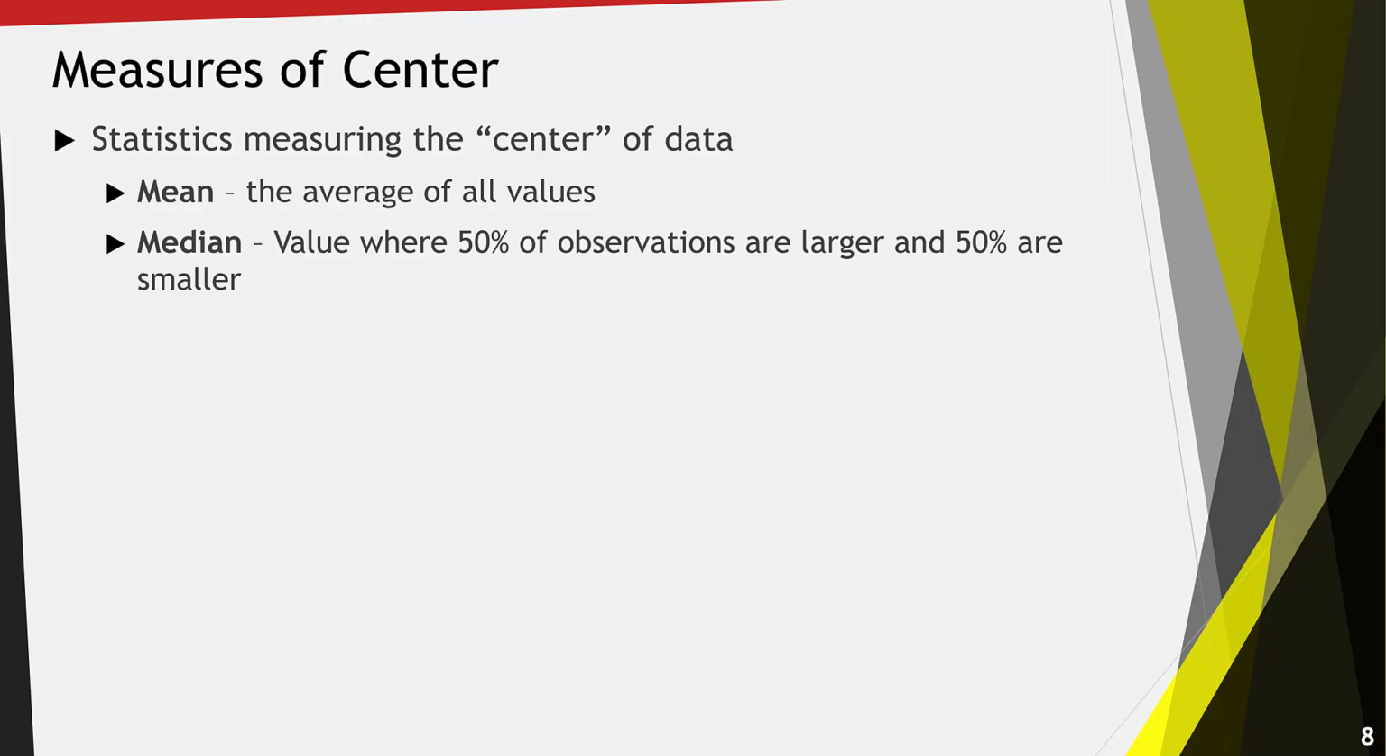The types of summary statistics you might compute fall into several classes. The first are measures of center. They're going to tell you the middle values of your data. Typical examples are the mean, which is the average of all the values, or the median, which is the value where 50% of the observations are larger and 50% are smaller than that value.